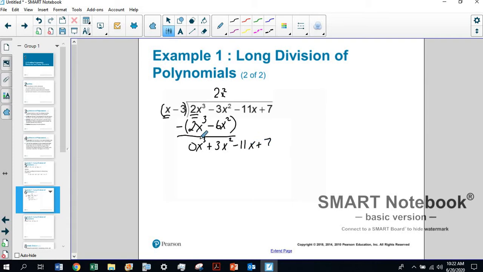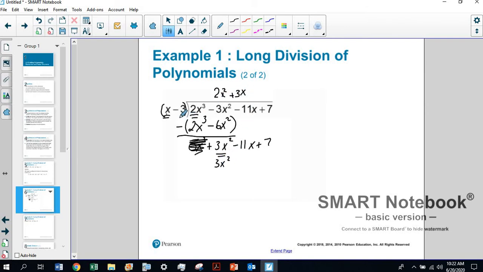Okay, so this 0x cubed, it's not there anymore, right? We don't have to worry about it, 0. And so now we do the exact same thing looking at x compared to 3x squared. So x goes into 3x squared, we need a what? We need a positive 3, and we also need an x. x times x is x squared. So you take 3x times x, and that would give you 3x squared.